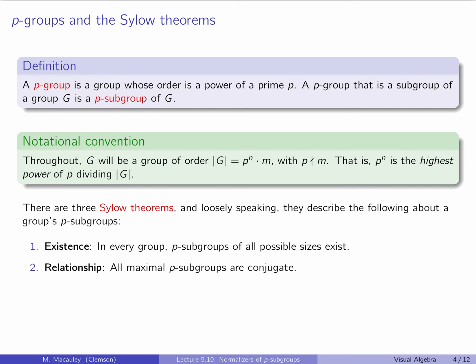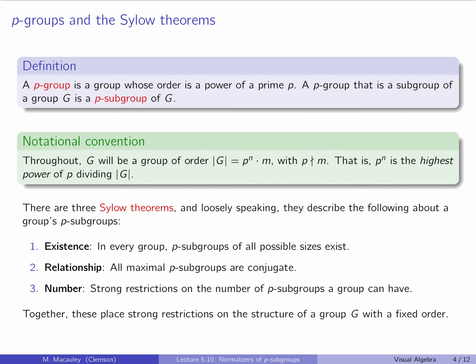The second Sylow theorem will say that all maximal p-subgroups have to be conjugate. And then the third Sylow theorem provides strong restrictions on how many p-subgroups a group can have, or in particular, how many maximal p-subgroups a group can have. So all maximal p-subgroups are conjugate. What is the size of that conjugacy class? What's the size of that orbit? This is something that we will answer using group actions.